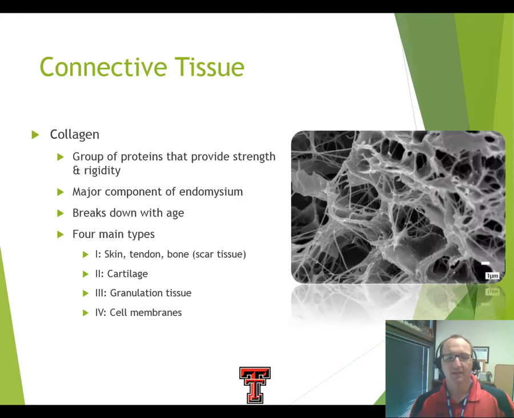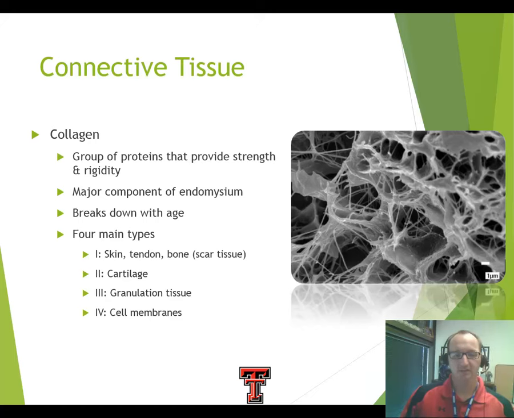Okay, collagen is basically structural protein. When we look at endomysium and the connective tissue that makes its way in, around, and through the muscle tissue, that's collagen. Okay, it does break down with age. One of the reasons we tend to lose flexibility as we age is because collagen does break down. Four main types. Type 1 is usually not particularly, well, I take that back.